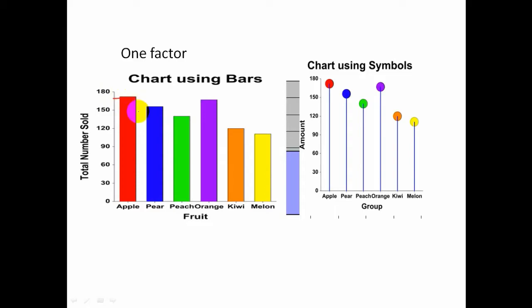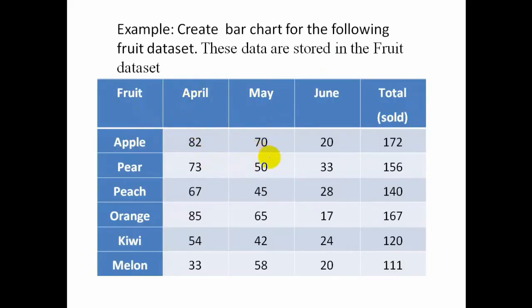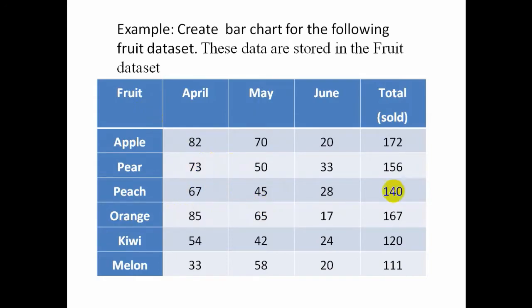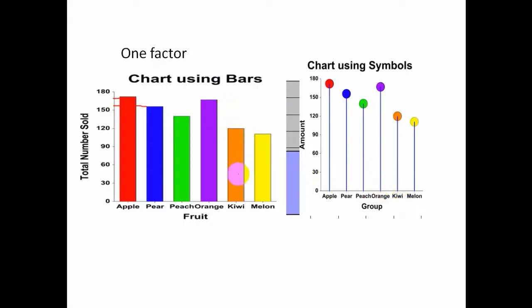Now similarly pear represents 156, and now this is the pear. This is 150, and now suppose this point represents 156. And similarly the peach is represented with total sold 140. So this line represents 140. So this is the bar chart for the data by using one factor.